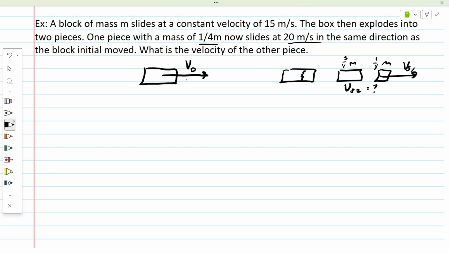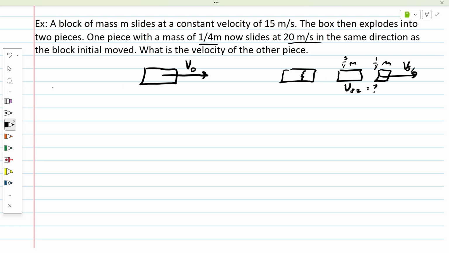So the system is going to be the block in this case. And since it's sliding at a constant velocity, we can assume there's no frictional forces, because otherwise it would be slowing down, or you would have to also have an applied force. But since it's moving at a constant velocity, there's no net force. So that's why we know we can use conservation of momentum in this situation.